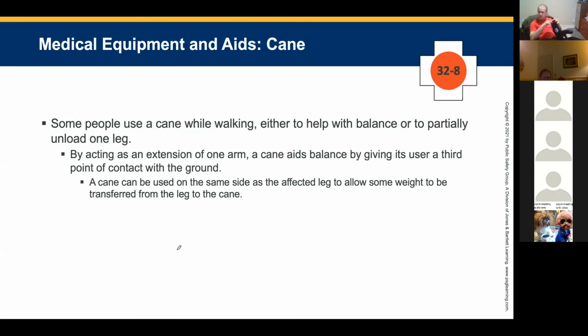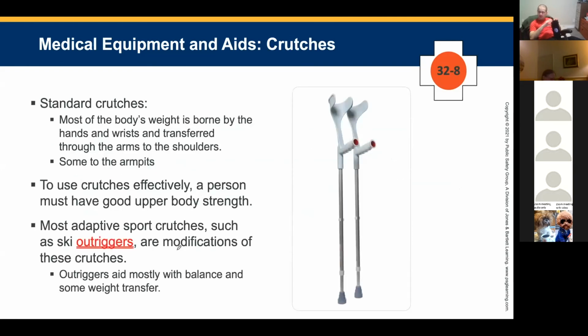People may walk with canes to either help them with balance or to partially unload the weight onto one leg. So by acting as an extension of one arm, a cane aids balance by giving its user a third point of contact with the ground. And a cane can be used on the same side of the affected leg to allow some weight to be transferred from the leg to the cane.